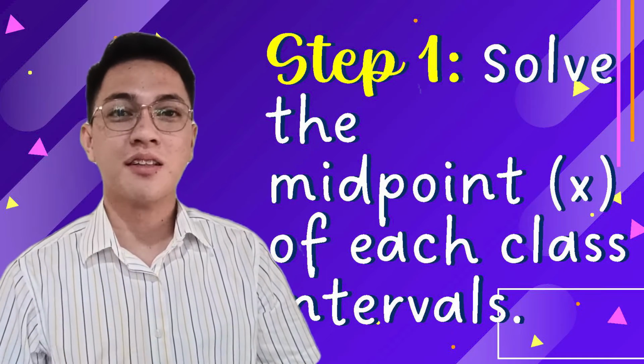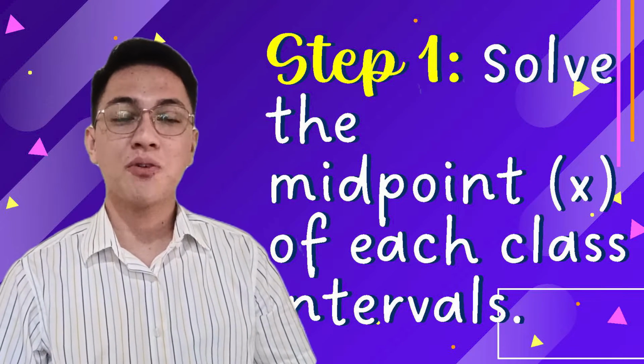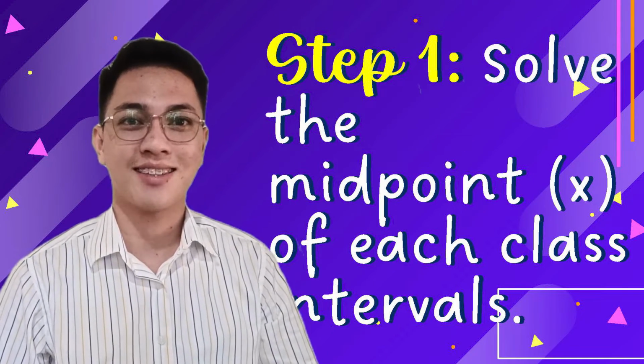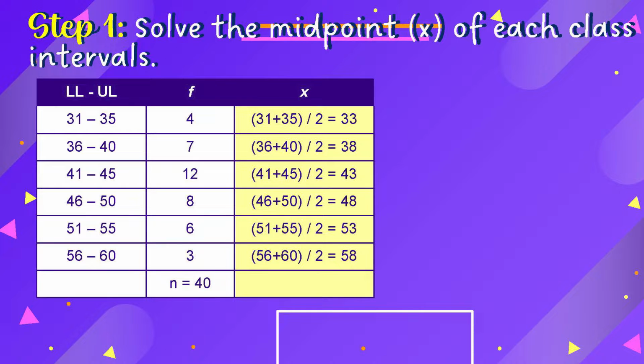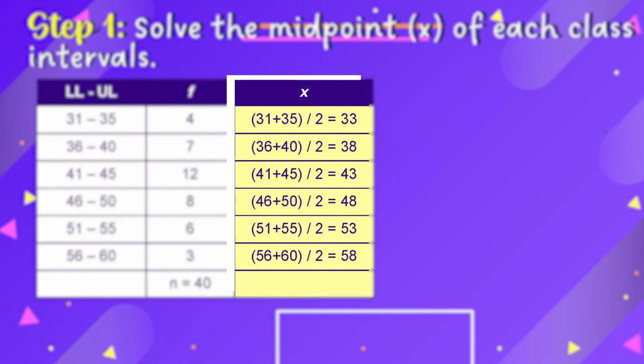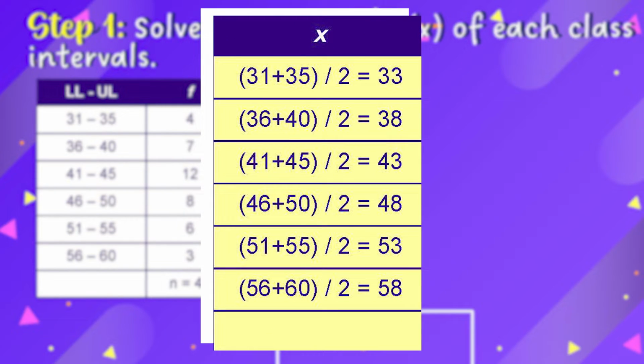Step number 1. Solve for the midpoint of each class interval. The first step in solving for the standard deviation of group data is to solve for the midpoint. To solve for the midpoint of each class interval, we need to add the lower limit and upper limit, then divide it by 2. So we have here 31 plus 35 equals 66, divided by 2 equals 33.